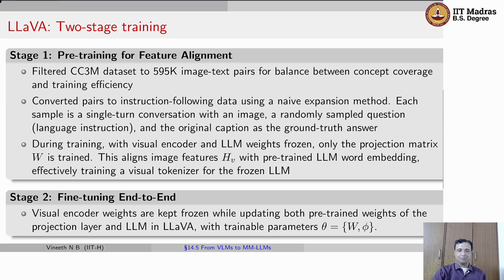That's your stage 1. In your stage 2, once the projection matrix is trained in stage 1, they fine-tune the entire model end to end by updating the pre-trained weights of the projection layer as well as the LLM, but keep only the visual encoder weights frozen.